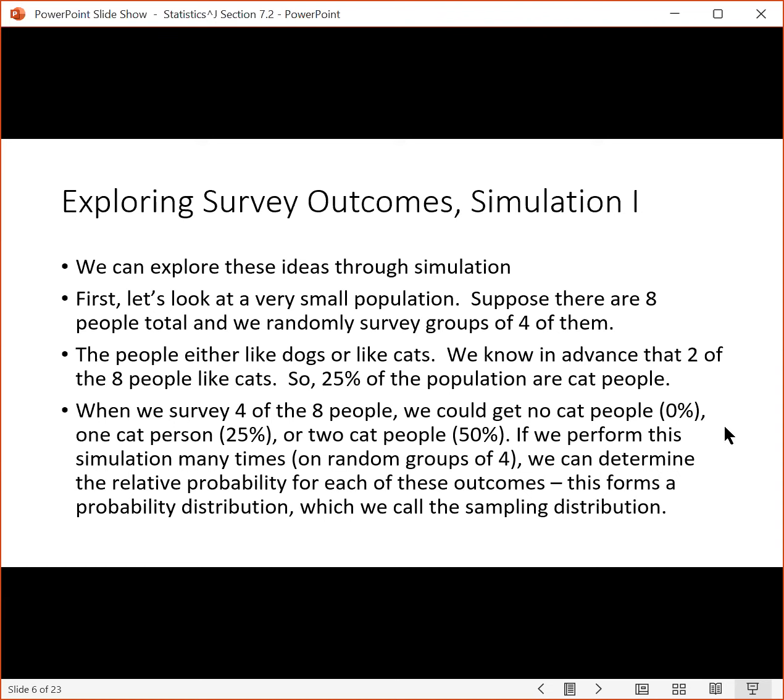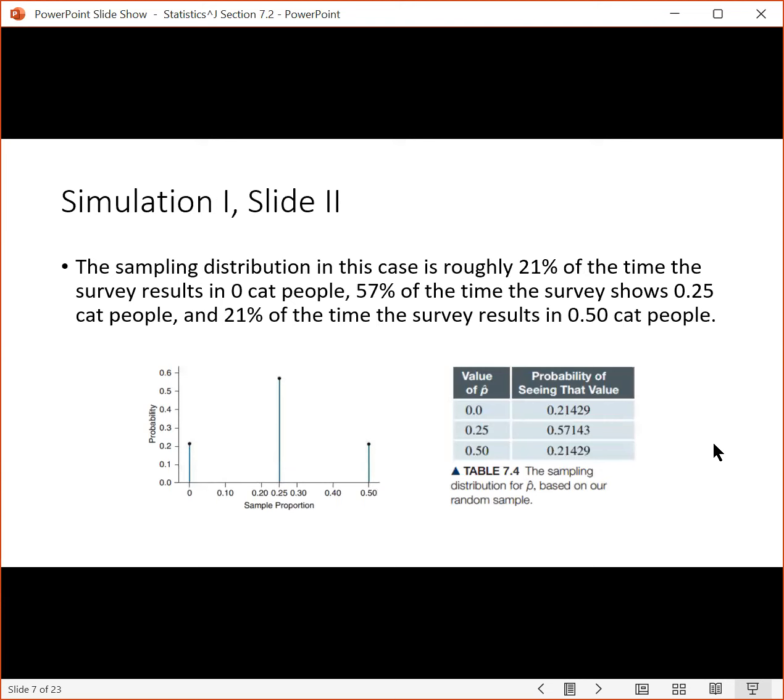If we perform this simulation many times on random groups of 4, and each time we collated these results, we could determine the relative probability for each of these outcomes. If we did that, that would create a probability distribution, which we give a special name. It's called a sampling distribution. So let's say that we did that in this case. We did this millions of times, and we ended up finding the relative probability. How often do we get 0%? How often do we get 25%? And how often do we get 50%? Well, it turns out that 25% of the time, we're going to get 0 cat people.